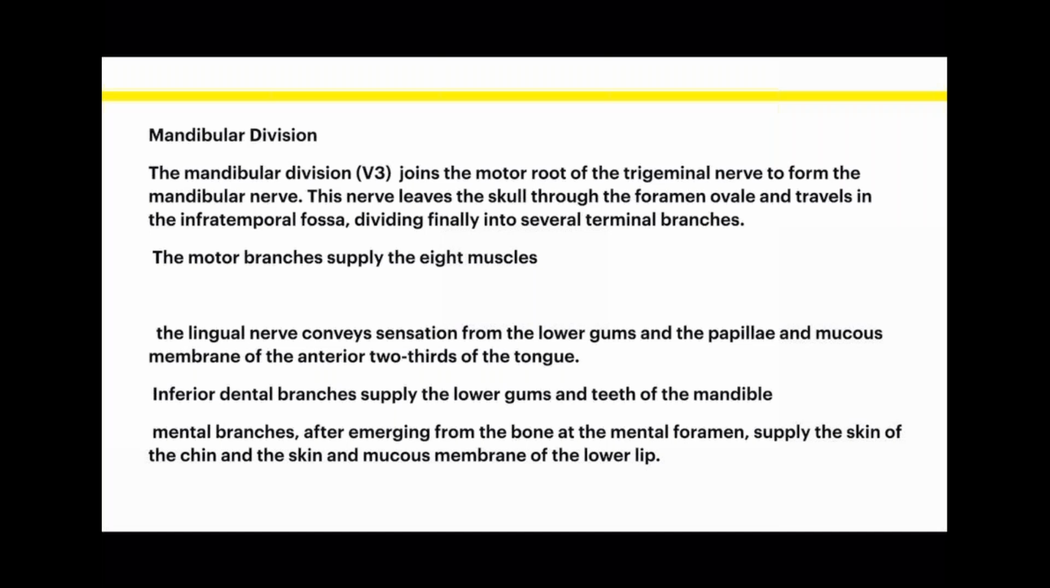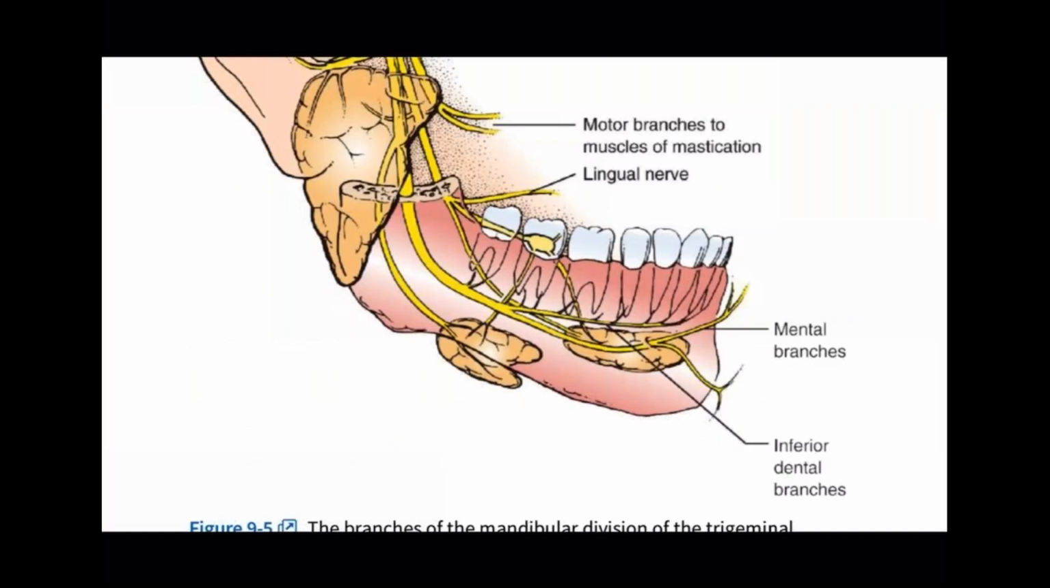I will mention the importance later in the pathology. But just keep in mind these branches, especially the mental and the lingual. The mental branches, after emerging from the bone at the mental foramen, supply the skin of the chin and the mucous membrane of the lower lip. Here is the mental branch, the inferior dental branch, the lingual nerve, and motor branches to the muscles of mastication.